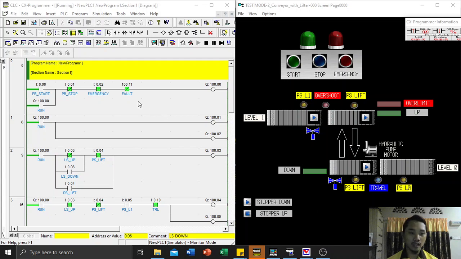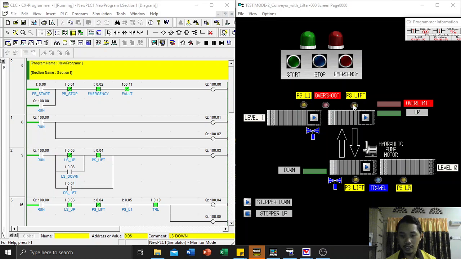I will explain about the ladder diagram and the simulation design. I'm using the CX Programmer for the ladder diagram, and I'm using the CX Designer for the design, which is from Omron. Now we understand the system, the design here. This is transferring load from level 1 to level 0 using the conveyor and the table lift.